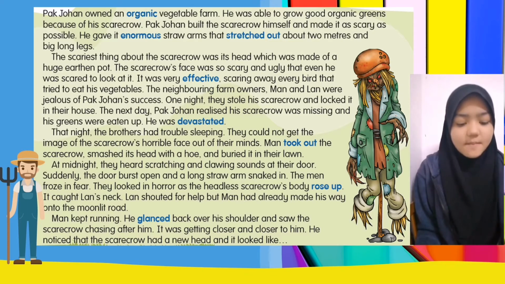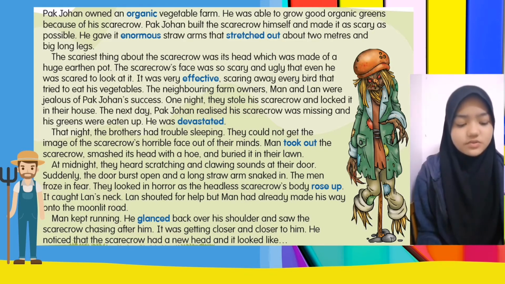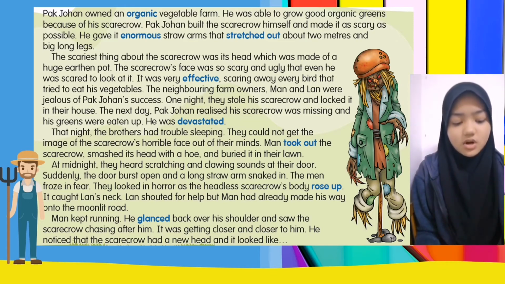The next day, Pak Johan realized his scarecrow was missing and his greens were eaten up. He was devastated. That night, the brothers had trouble sleeping. They could not get the image of the scarecrow's horrible face out of their minds. Men took out the scarecrow, smashed its head with a hoe, and buried it in their lawn. At midnight, they heard scratching and clawing sounds at their door.